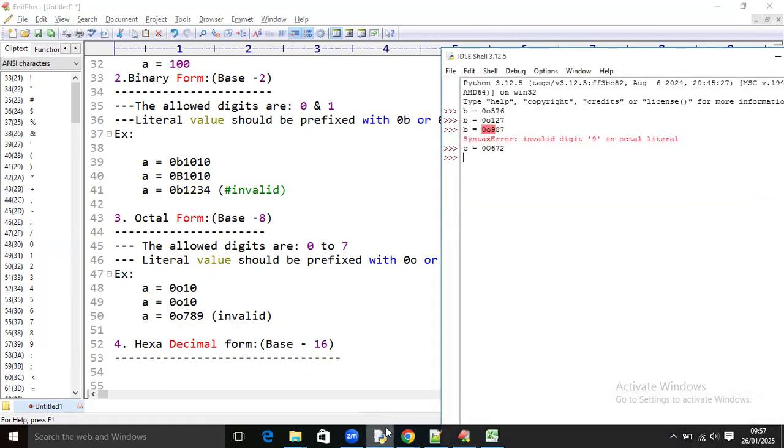Let's try practically. So here I'm going to give a equal to... what is the prefix of hexadecimal? D or H? Either D or H, which one? It is neither D nor H, it is X. So it is 0x.